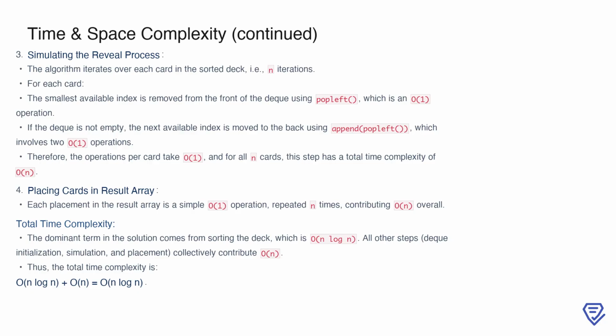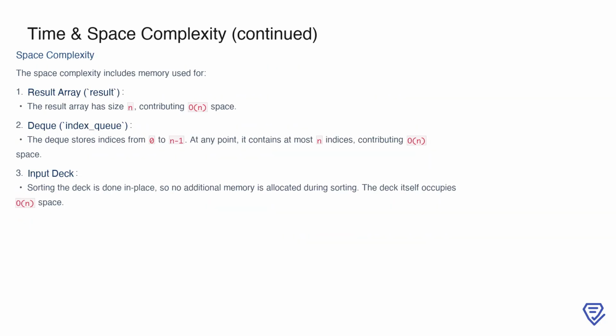Finally, each card is placed in the result array, where each placement is a simple O(1) operation, repeated n times, adding another O(n). Combining all these steps, the dominant term remains the sorting step, so the total time complexity is O(n log n). Now, let's analyze the space complexity of the solution.